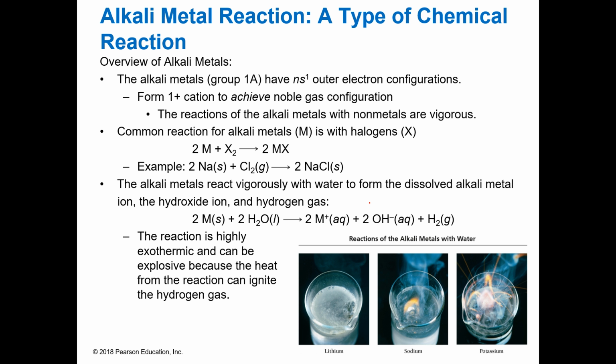Another type of standard chemical equation is our alkali metals. Our alkali metals react. They're group 1 metals. They form a positive 1 cation. You guys know this already. And their common reaction is this. The metal reacting with a halogen gives us an ionic compound of the metal and the halogen coming together. So like sodium reacting with chlorine gives us sodium chloride. These are generally very volatile reactions and very exothermic.